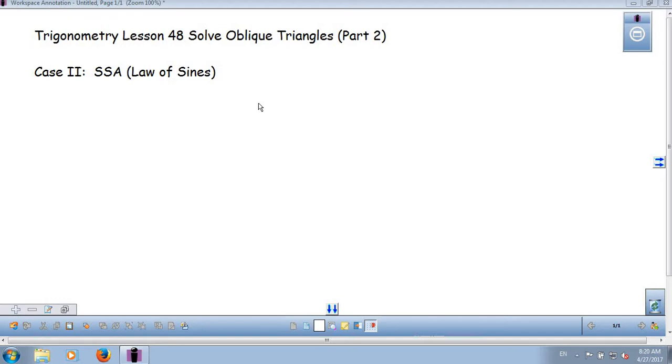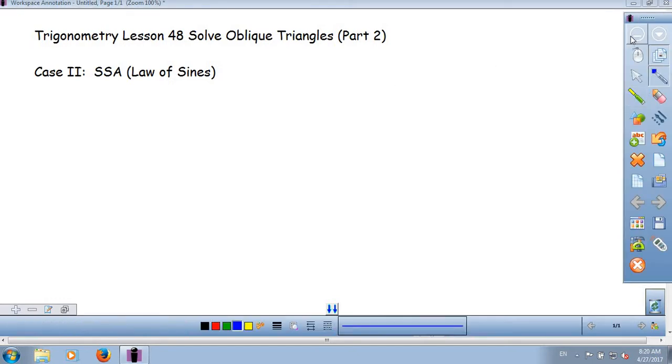We have been working on solving oblique triangles. On our last lesson, we worked on the first case, which is angle-angle-side or angle-side-angle, which is when you are given one side and two angles. But today we're going to be working on a very important case. It's called when we're given two sides and an angle opposite to one side.